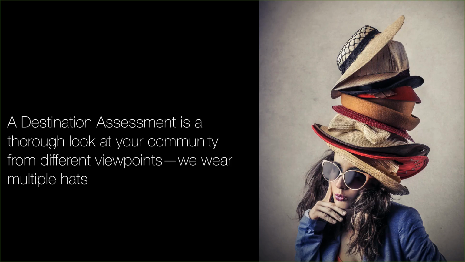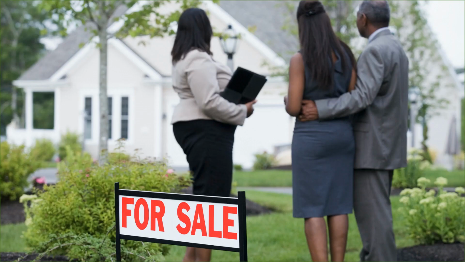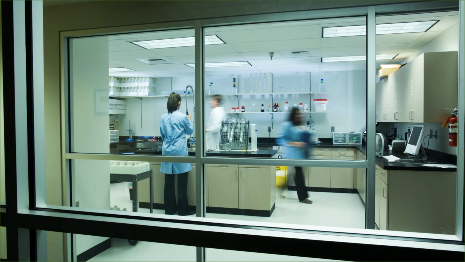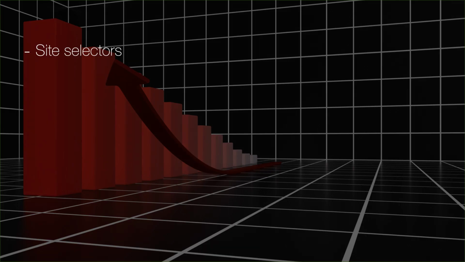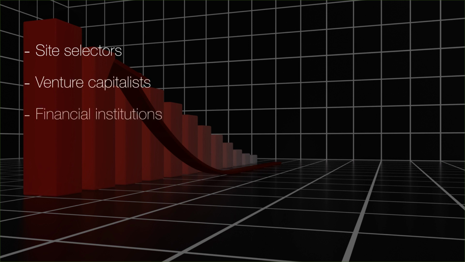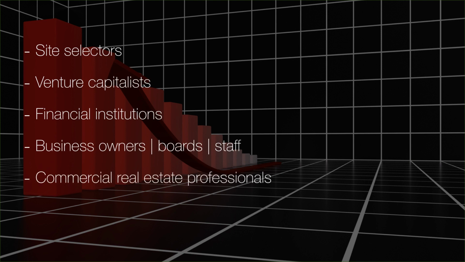And when we do these assessments, we always wear multiple hats. So we always look at you from different angles. For instance, is this a place I would want to live or somebody would want to raise a family in or retire to? Is this a place that we would want to invest in or relocate a business? I mean, is this a place that site selectors would gravitate to, or venture capitalists, financial institutions, business owners? These are all the hats we wear when we do an assessment.